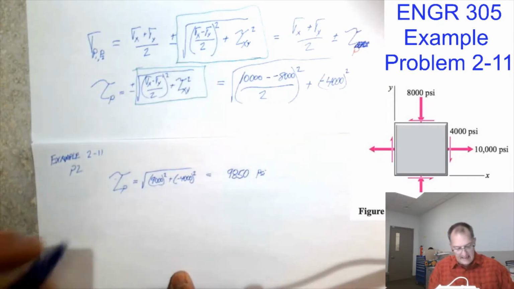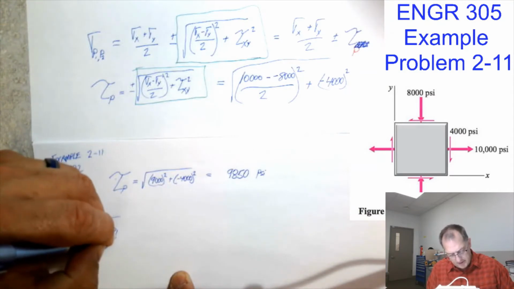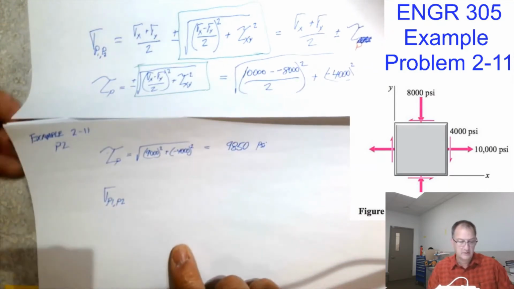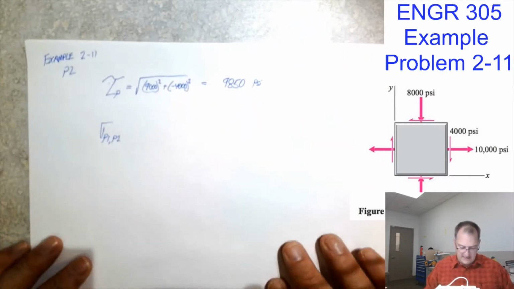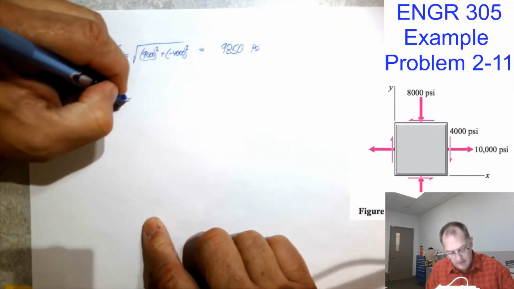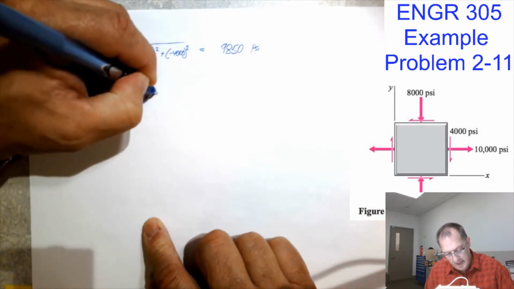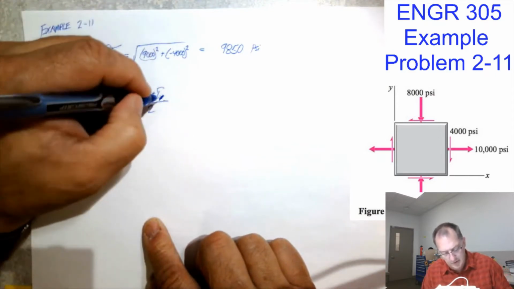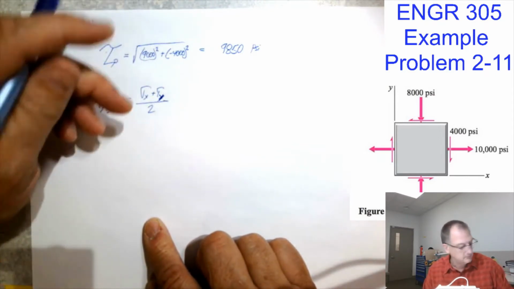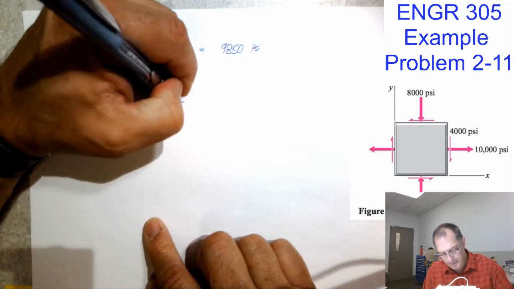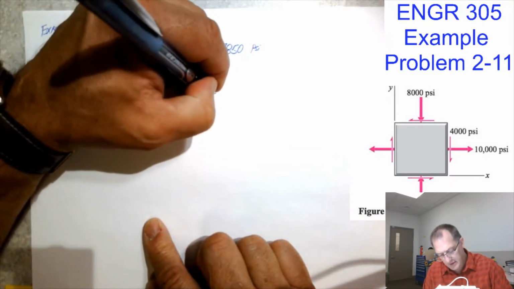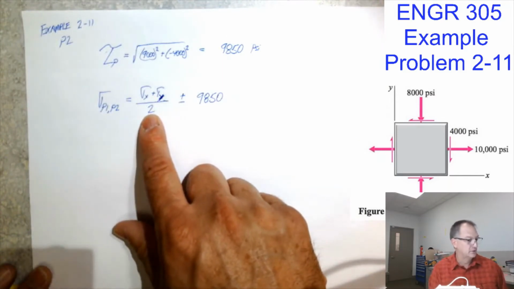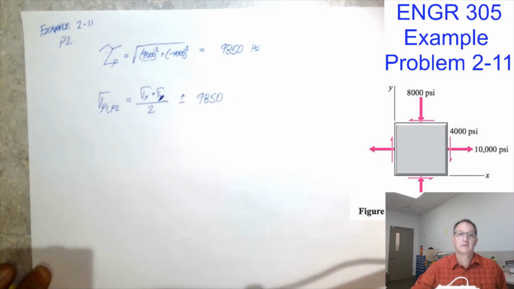But now that I've got that, now I can go back to the normal stresses that I've got, which are equal to sigma x plus sigma y divided by 2, plus or minus 9,850. Well, that average is 9,000, right?